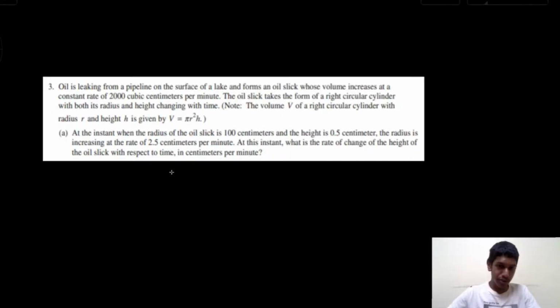In this one, we're going to be applying some basic differentiation rules in a nice FRQ problem, or at least a part of it. So here we've got a number, which we should probably underline. So this, we're saying the volume is increasing at 2,000 cubic centimeters per minute.